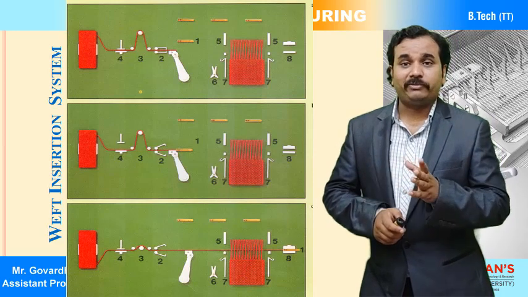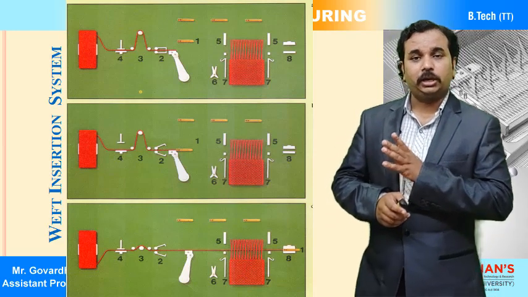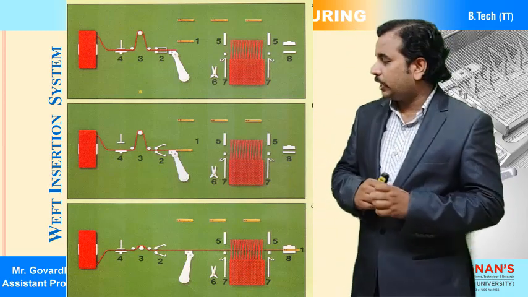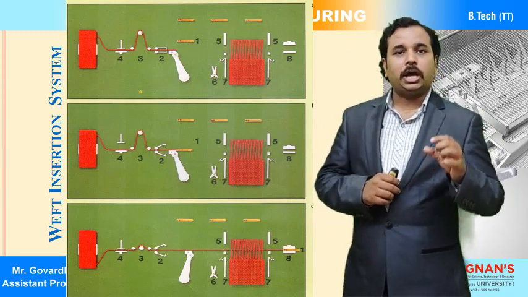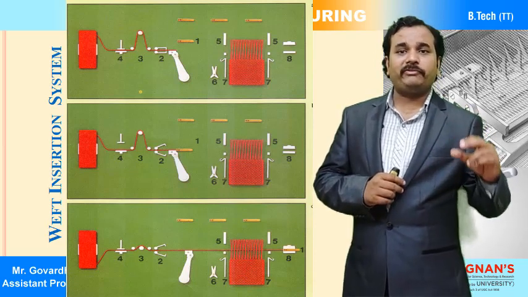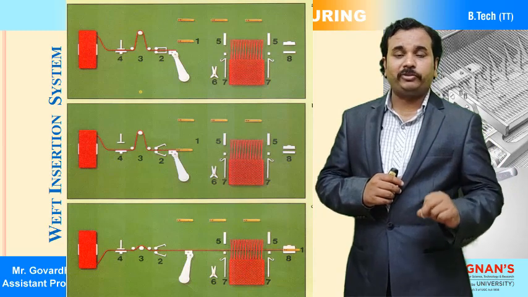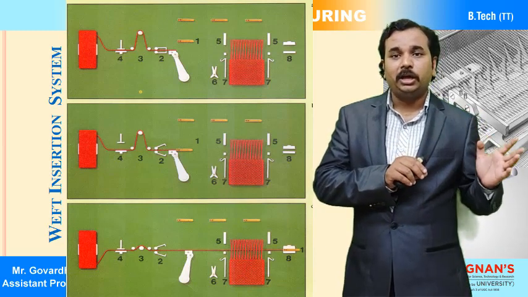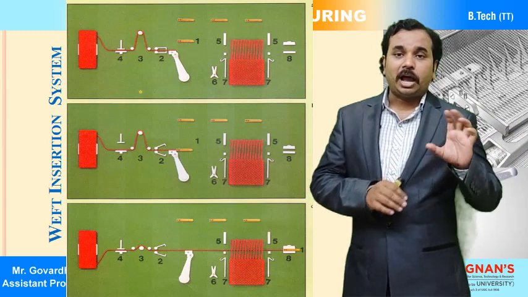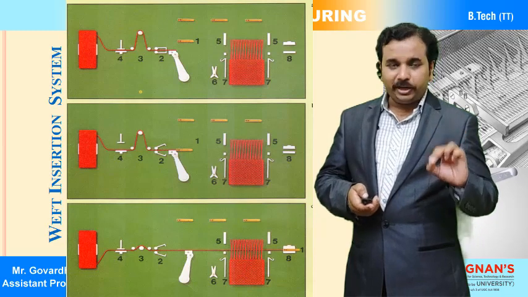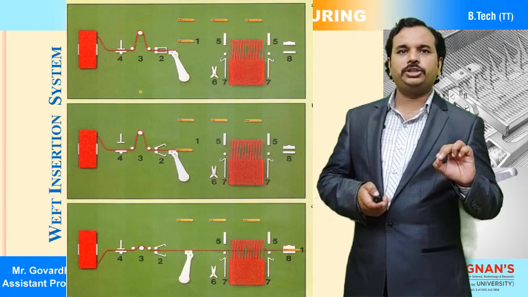After the transfer of the projectile, after the pick insertion, now you can observe that the tensioners come down and the brake is applied on the weft thread. Now the release of the weft yarn from the package is restricted after the brake application. After that, the projectile feeder is still in the open position.